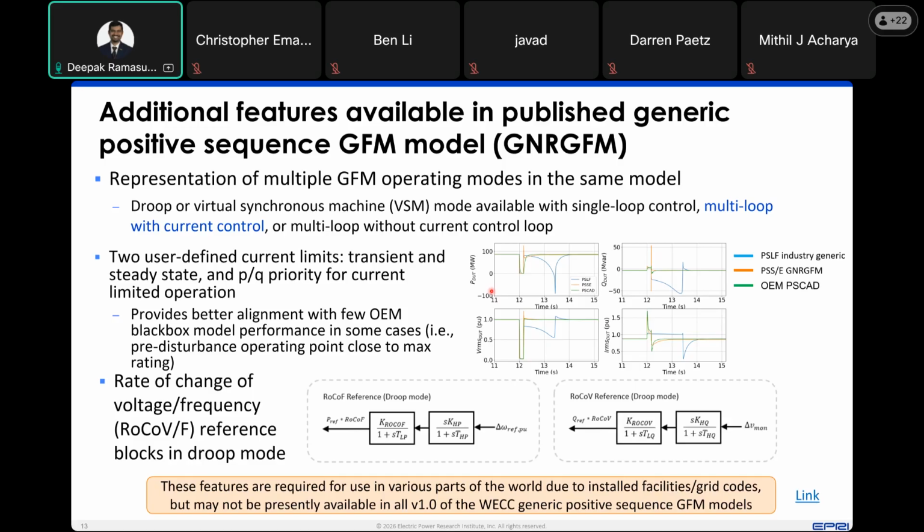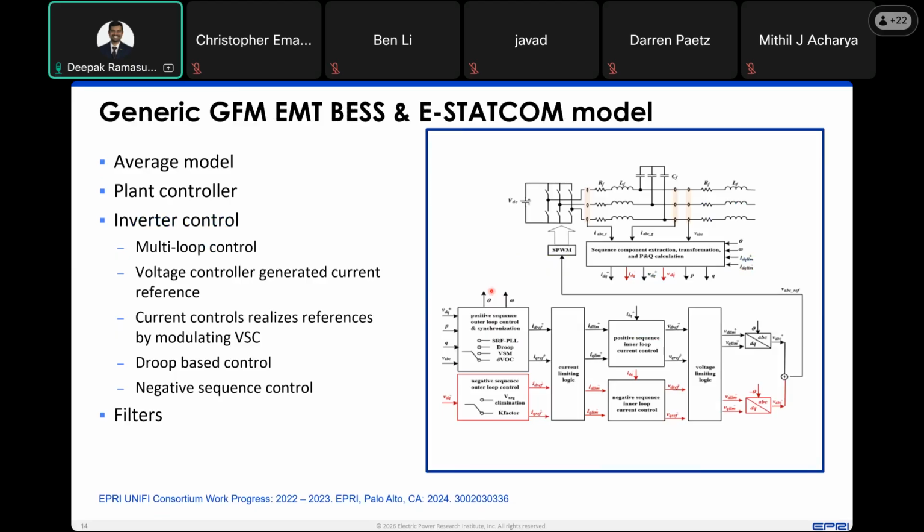The third set of models that are available are EMT domain models. These EMT domain models are available for doing a level of generalization studies that can be used to get an understanding of how these advanced grid support services may play a role with the protection equipment on the system, may play a role with some amount of controller interactions that might occur, or might even play a role with respect to, say, some torsional interactions that might occur on the network.